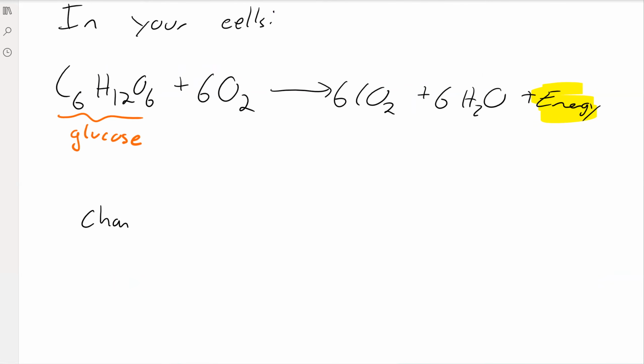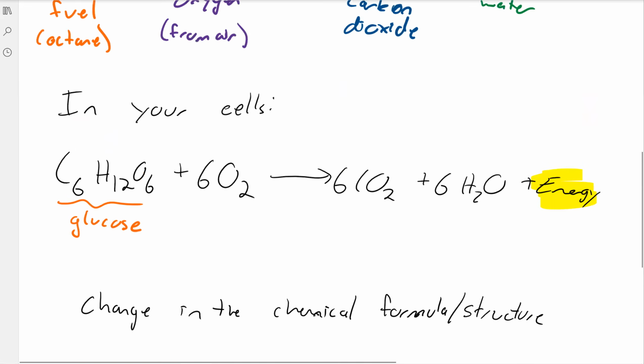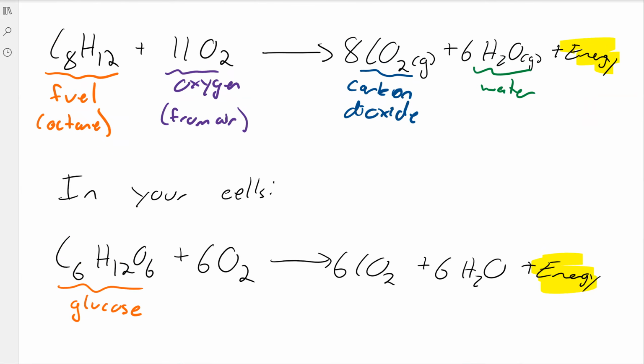Remember that for a chemical reaction, there has to be a change in the chemical formula/structure. So just a phase change is not a chemical change. Something going from a liquid to a solid is not a chemical change. That's a physical change. There has to be a change in the molecular formula or the structure of our compounds.